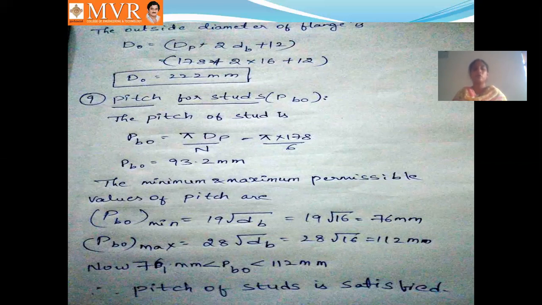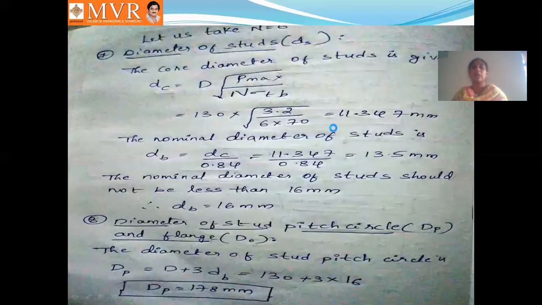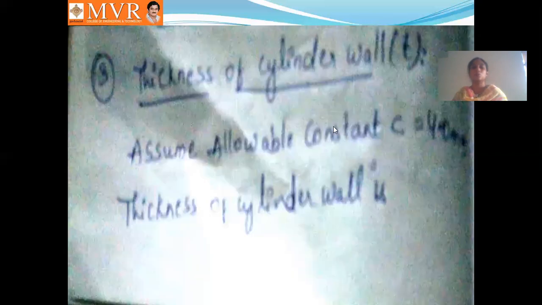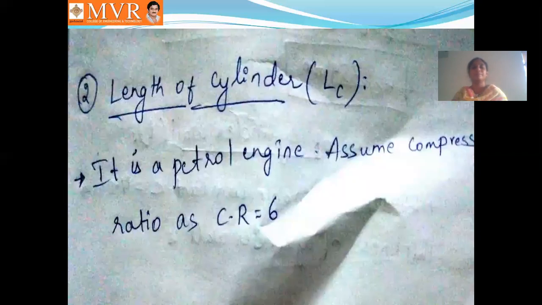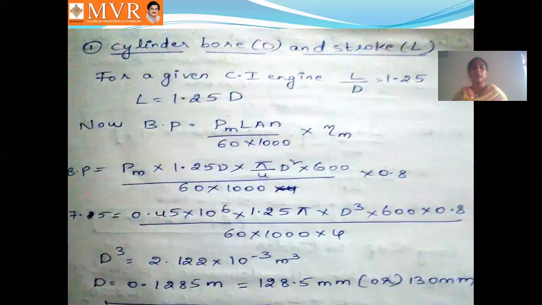Substitute, and the maximum pressure should be the highest value. If it has the lowest value, it is not satisfied. If the maximum pressure is the highest value, then it is satisfied to keep the bolts in the cylinder, valves and flange. This is the problem we are discussing about the design of the cylinder. In the last class also we discussed one more problem.